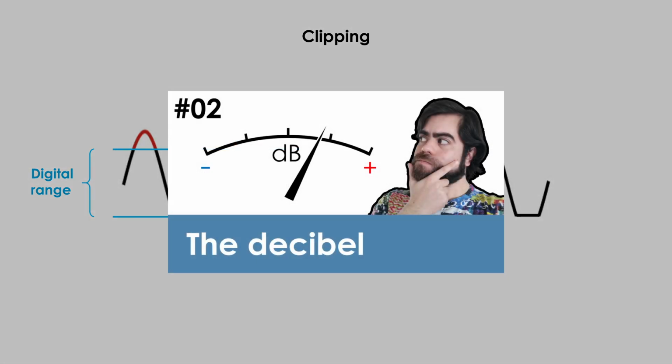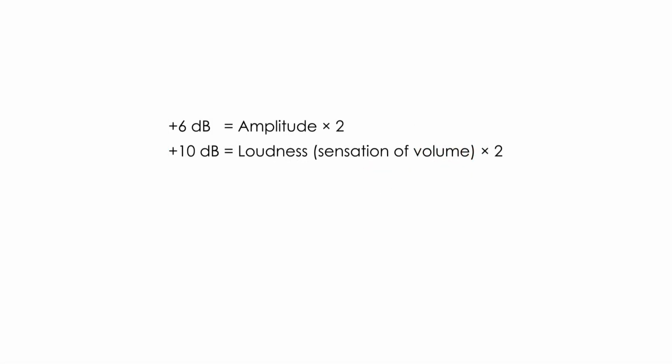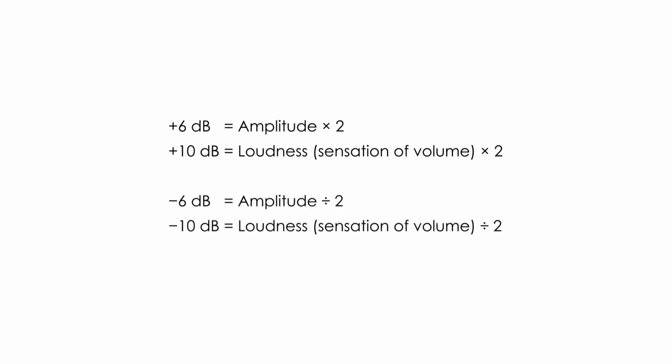In episode 2, I talked about clipping and the use of decibels in digital audio. If you haven't watched it, I highly recommend you to do it for a more complete understanding of manipulating audio. I leave the link in the description. Meanwhile, it is worth remembering that 6 decibels doubles the amplitude, but 10 decibels doubles the loudness, that is, the sensation of volume. Likewise, -6 decibels halves the amplitude, and -10 decibels halves the loudness.